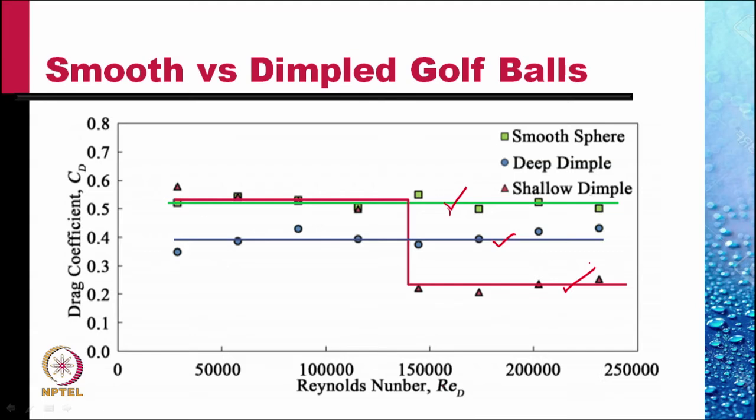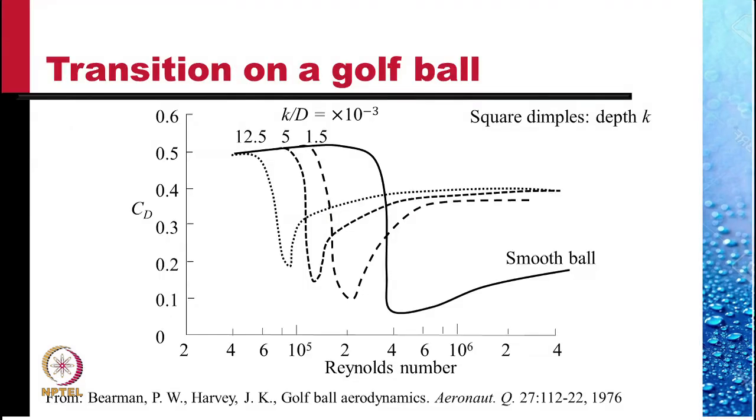The flow on golf balls when they are hit from the tee is largely at Reynolds numbers higher than that. And so the drag coefficient is low, that makes the balls go long distances. This again is a graph for transition on a golf ball. For a smooth ball, you can see that the transition occurs at about 4 into 10 to the power 5.